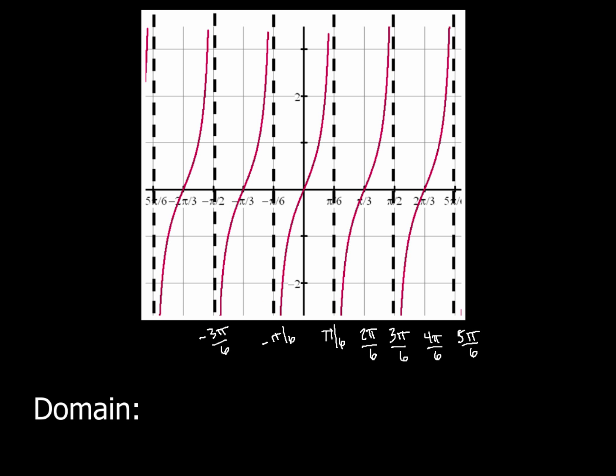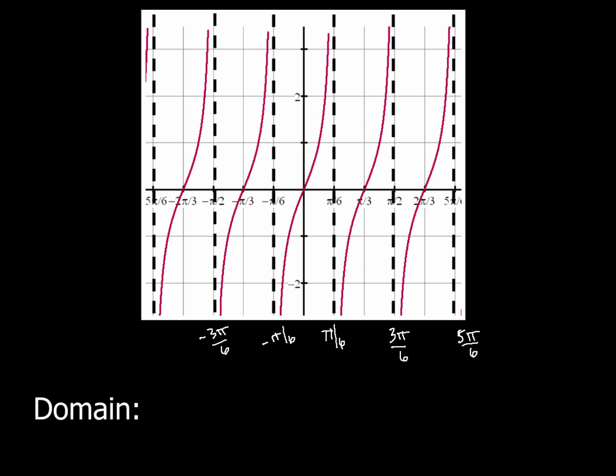Now, if that's what we've got to work with, then our domain restriction looks like this if I take out all of the values where I have an asymptote. Look at what we've got here. I've got all these odd multiples of pi over 6. Because I have 1 pi over 6, 3 pi over 6, 5 pi over 6, negative 1 pi over 6, negative 3 pi over 6, negative 5 pi over 6. So I've got all the odd multiples of pi over 6.